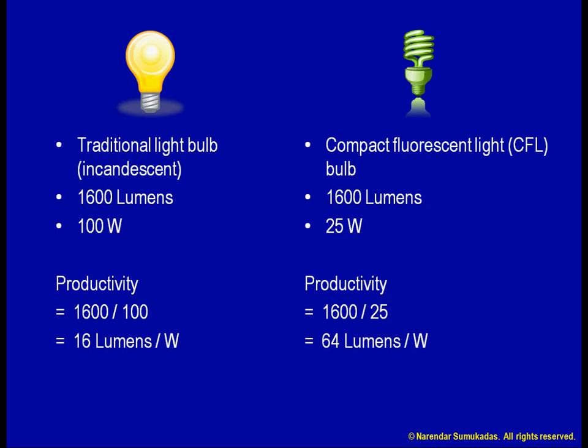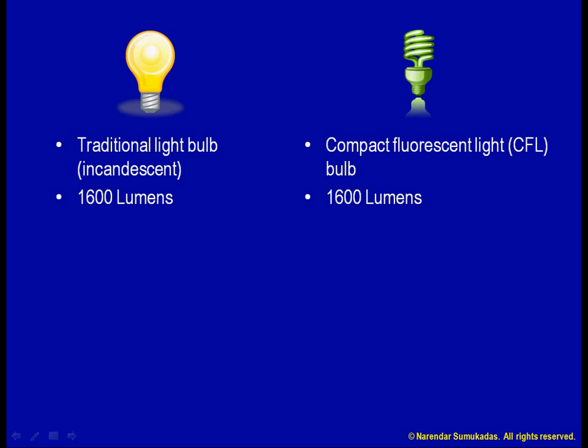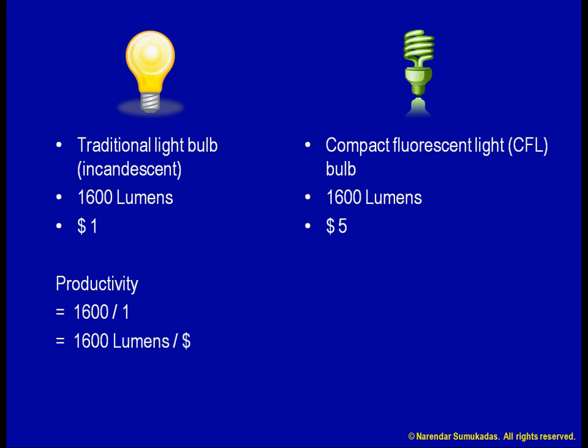And that's when it hits me. The price tag on the traditional light bulb says $1, but the price tag on the CFL light bulb is $5. So once again, I start doing some productivity calculations, and now I have output divided by input equals 1600 lumens for every dollar of investment. Doing that for the CFL bulb, I get 320 lumens for every dollar of investment. Now you can see that the traditional light bulb is much better than the CFL bulb.